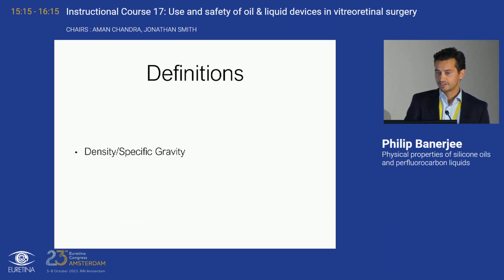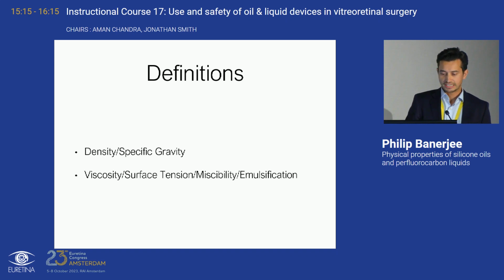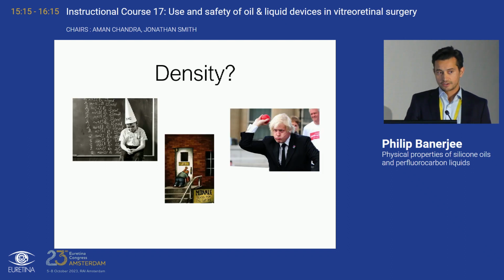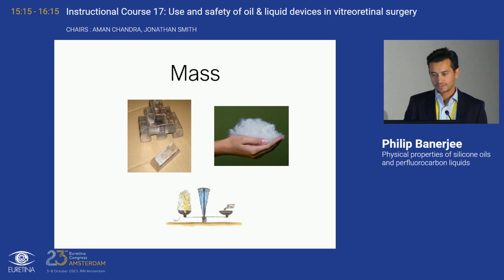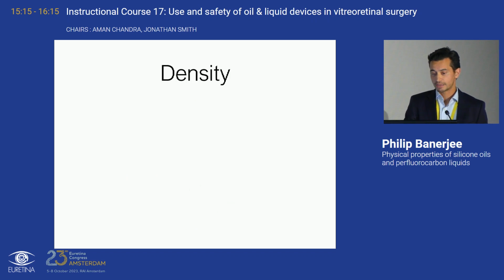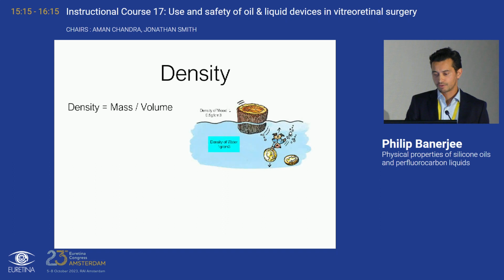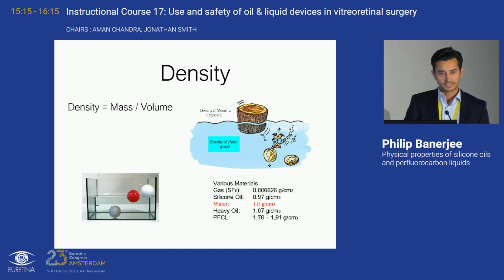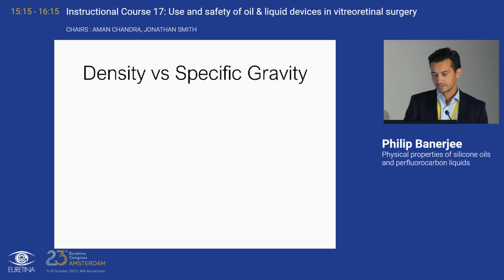So moving on to the definitions, I'm going to talk a bit about density and specific gravity, then viscosity, surface tension, miscibility, and I'm going to touch on emulsification. So density, well, in some contexts it might be considered depicted in any of these three images, but of course we know that density is a product or a function of a substance's mass divided by its volume. And we all know that the denser the substance, the relative densities determine the position of two substances.